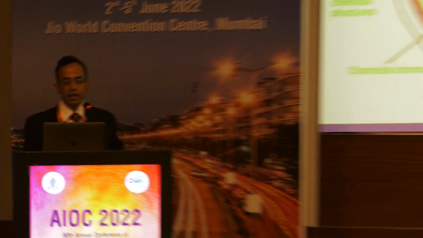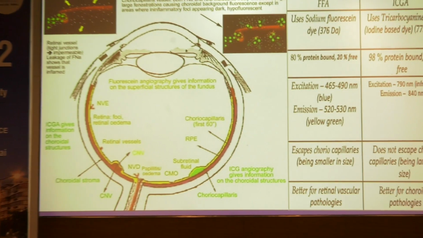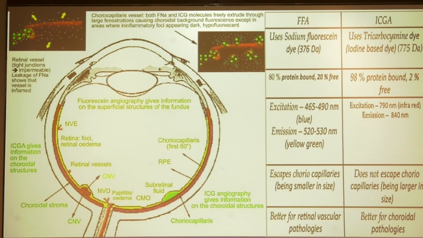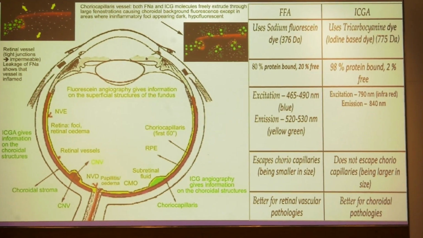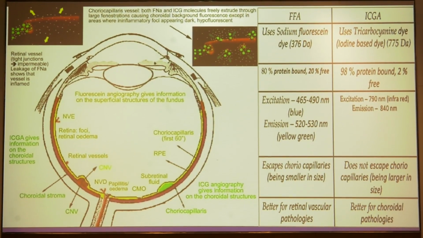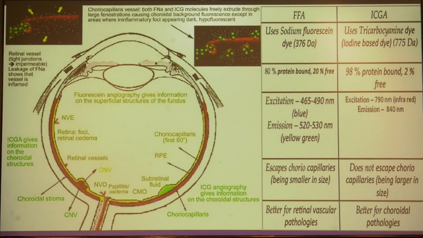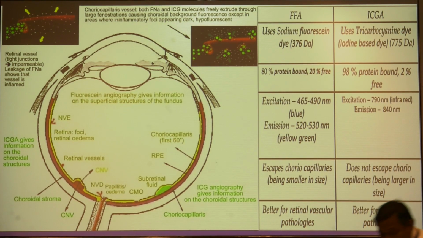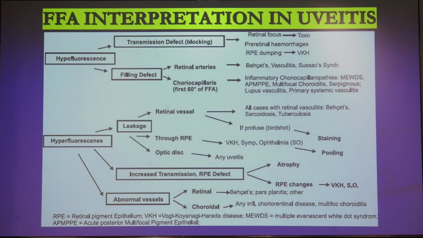And we all know that FFA and ICG have certain differences. Fluorescein is mostly protein bound, 80%, and 20% is free, whereas ICGA is about 98% protein bound, only 2% free. That's why fluorescein escapes the choriocapillaris and causes a lot of leakage, hiding the underlying details, whereas ICG does not escape, and that is why it is better for choroidal pathologies.